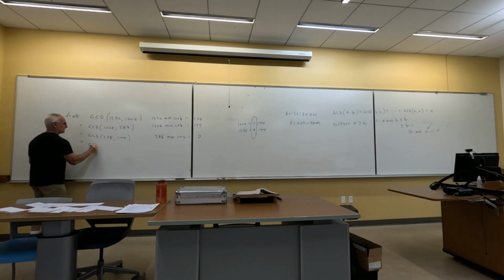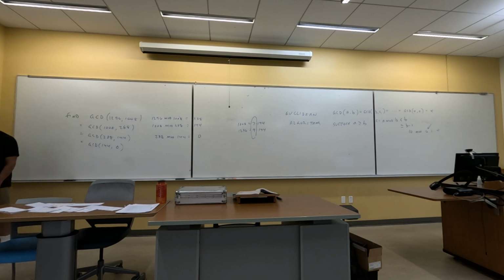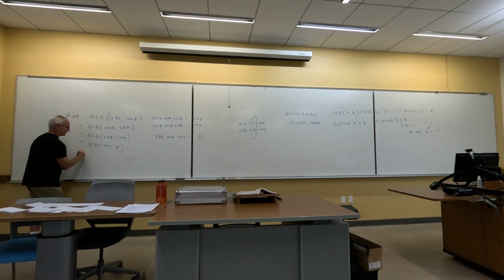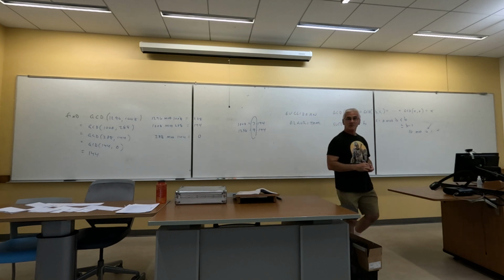I'm not done. I can't answer it yet. This isn't the answer. So what's the next thing? 144 and zero. This is when I'm finished. So therefore, the answer is 144. Was that our answer before? Yeah.